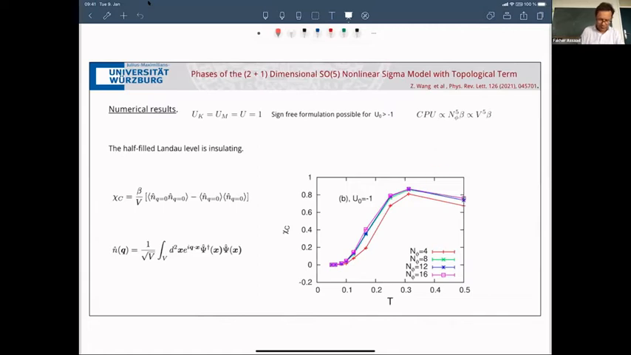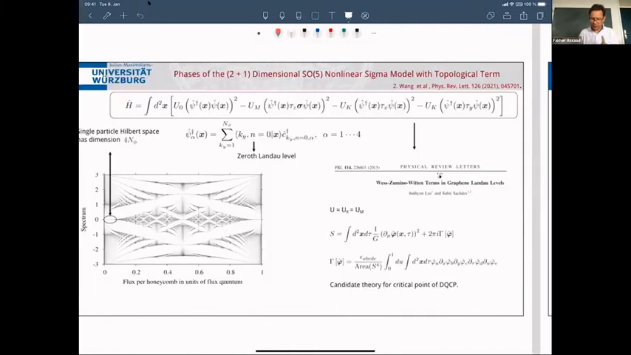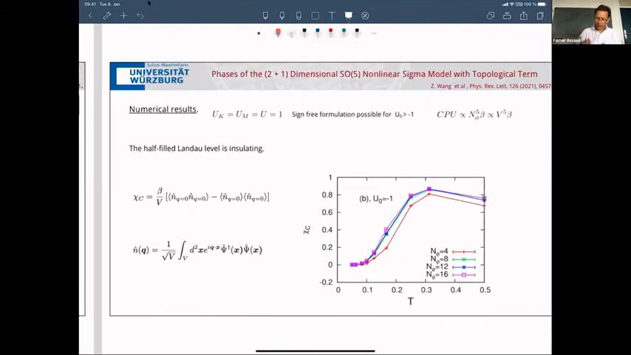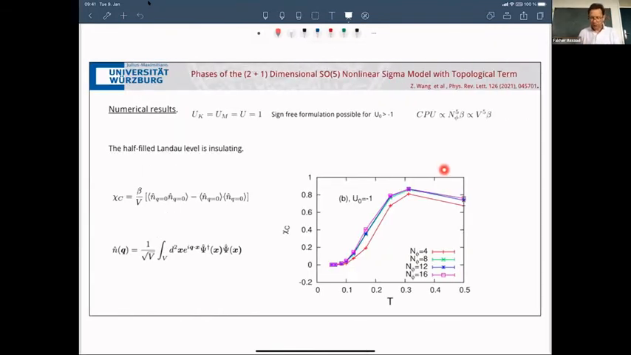So we're going to do simulations at UK equals UM equals U. This is one. So we have one thing, and we will just change U0. And you should see U0 as changing the G, the stiffness. So the first thing to see is to be sure that we have an insulating state. This is the charge susceptibility. And for all the U0s, from minus one to infinity, we see it is very big. We see an insulating state.